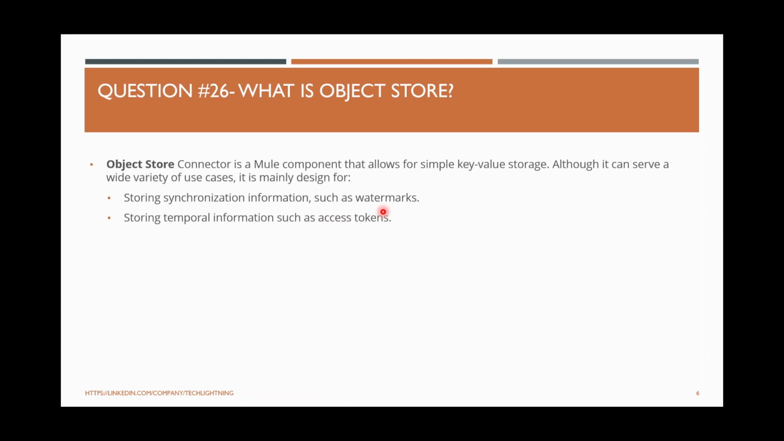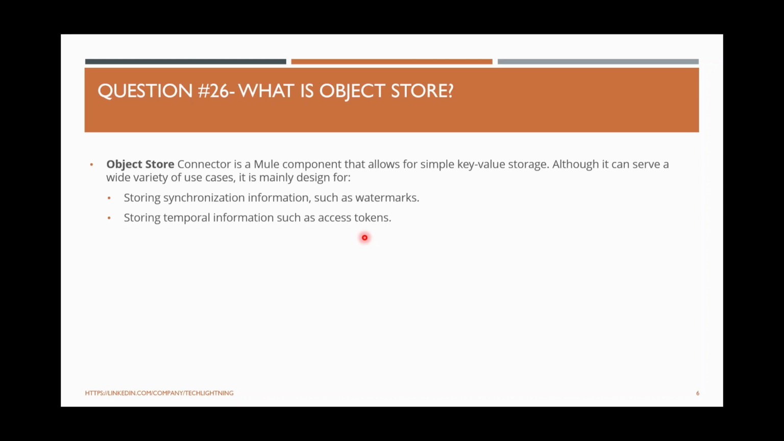In the scenario I explained, the watermark helps us identify what was the last processed information. Similarly, we can store temporal information such as an access token. For example, you are invoking a Salesforce API which has OAuth authentication. In OAuth authentication, the token expires every few hours, after which we need to reset the token. After resetting the token value, we can use it for another few hours.